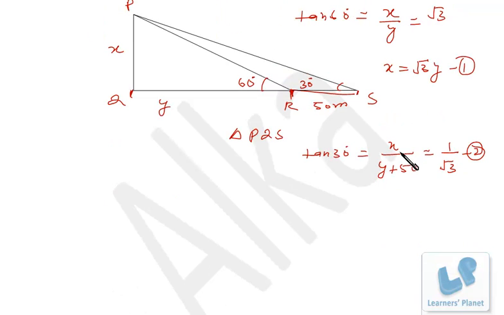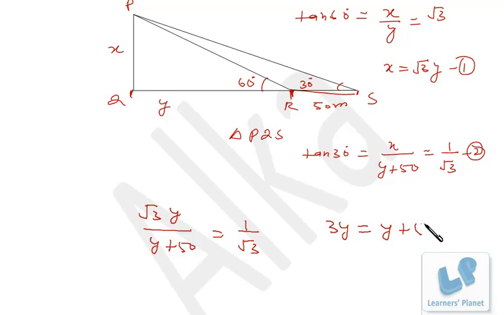Now we have to find out the value of x and y both. Now from the first equation, if I put x equal to root 3 y over here, I'll be getting root 3 y by y plus 50 is equal to 1 upon root 3. If I cross multiply it, I'll be getting 3y is equal to y plus 50. That means 2y is equal to 50. That means y is equal to 25.